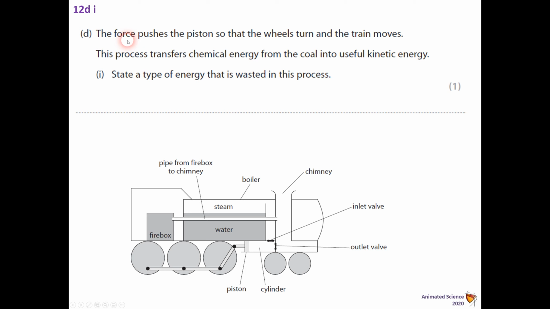Part D, the force pushes the piston so that the wheels turn and the train moves. The process transfers chemical energy from coal into useful kinetic energy. State a type of energy that is wasted in this process. Not easy. Thermal, sound, heat would all be allowed.